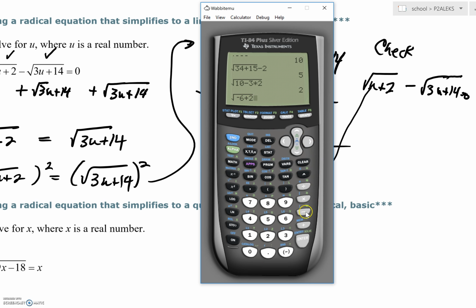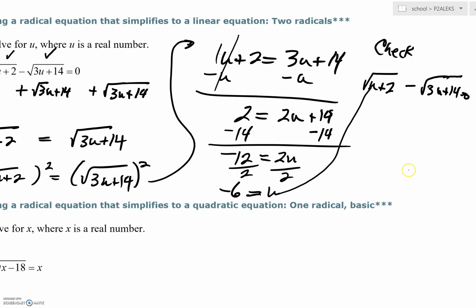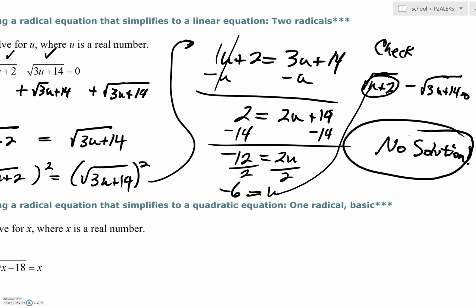And of course, you could go ahead and type out this other part, 3 times negative 6, and then plus a 14. You're going to get an error. You're getting an error because you can't have a negative inside of that radical. What should we write for our answer then? No solution. It doesn't check. Every step that you've done is correct. You've solved correctly. But guys, you're going to see that not every answer is going to work. You have to be real careful about that.